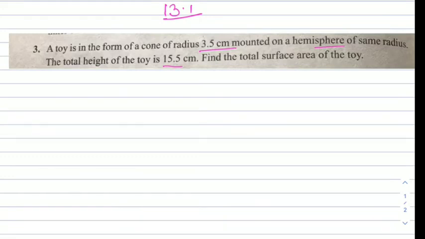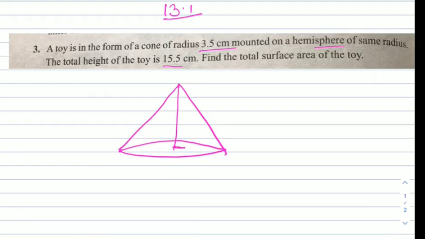It is given here, a toy is in the form of a cone of radius r equal to 3.5 cm, mounted on a hemisphere. It is a hemisphere upon which a cone is mounted, of same radius. It means the radius of this hemisphere is equal to 3.5 cm.